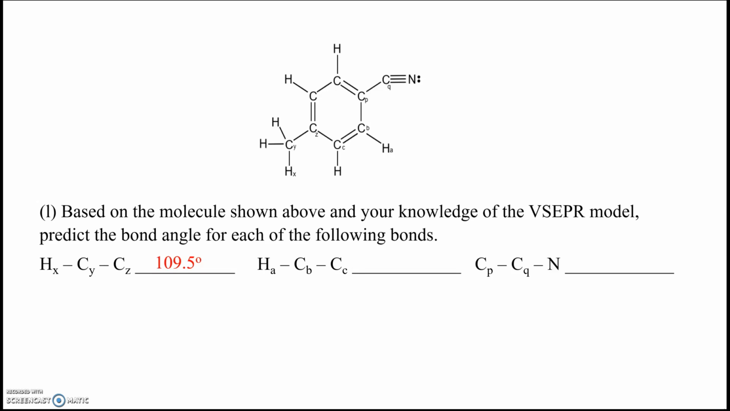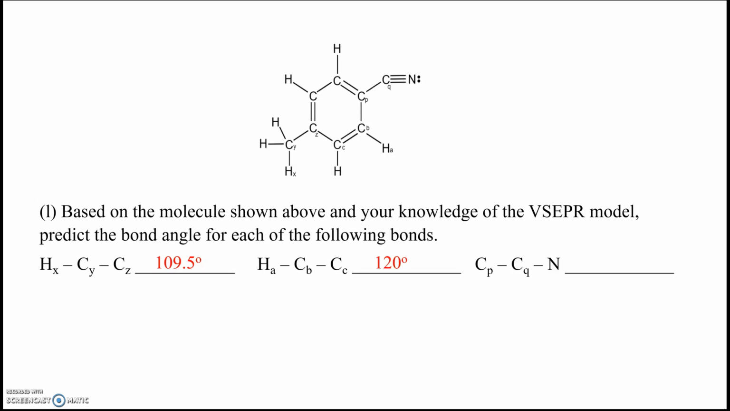I want to go to the hydrogen marked A, which is sort of off in the lower right corner, up to carbon B, and then down to carbon C. So when I look at this carbon that's in the middle, it has 3 domains, and so we would expect that this would be a trigonal planar configuration, and the bond angles for trigonal planar are 120 degrees. And the last one, CP to CQ to N.